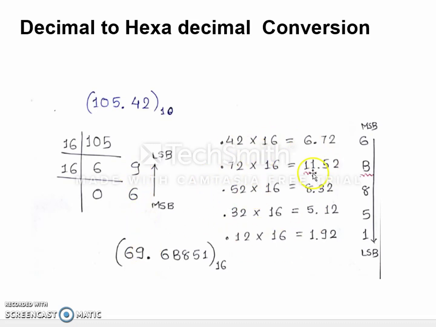In the fractional part, we follow the same method as earlier, but here when we get a carry bit, here is a 6, here is an 11, but we are converting the number into hexadecimal, so we cannot write 11 directly in the answer. We have to convert that into hexadecimal. So 6, here 11 is B, so we write B, 8, 5 and 1. So this is the most significant and this is the least significant bit. So our answer is 69.6B851 in hexadecimal.